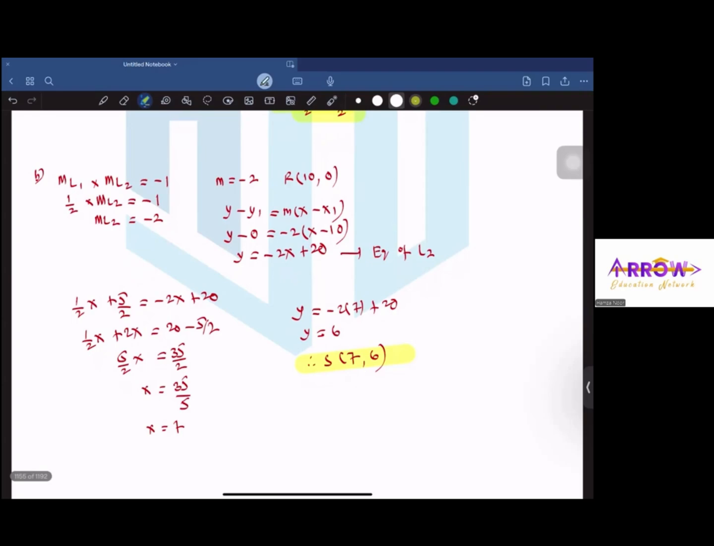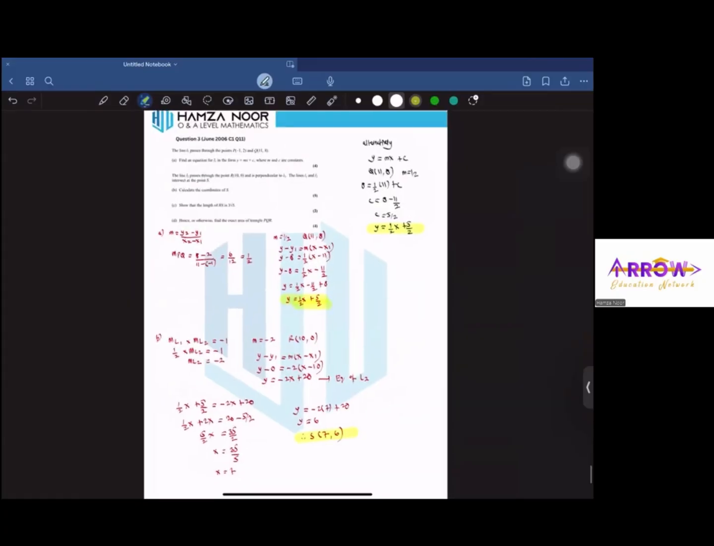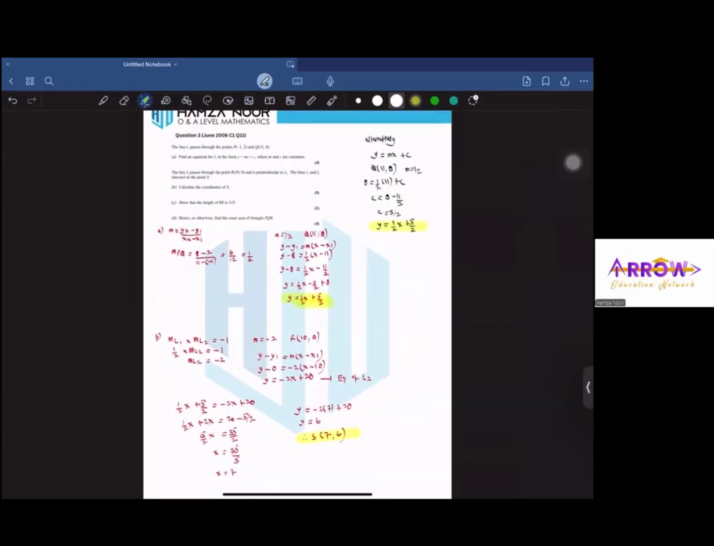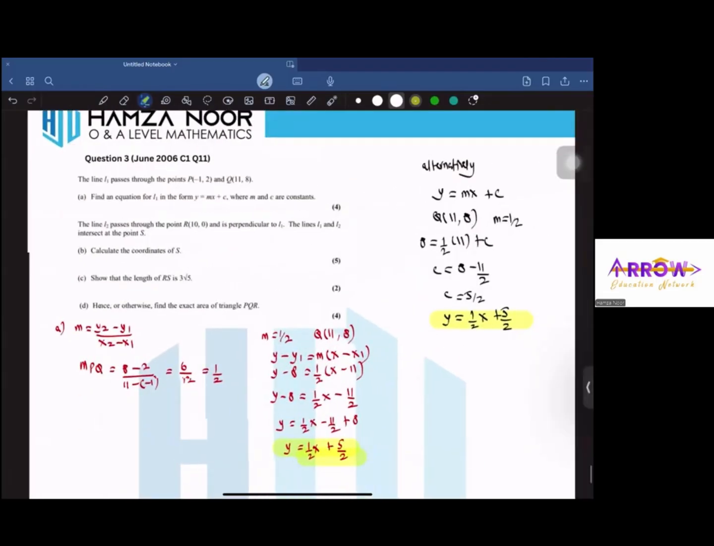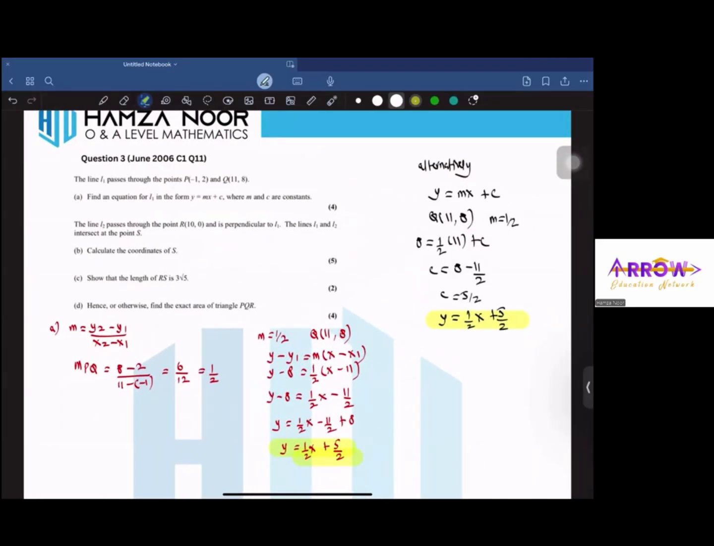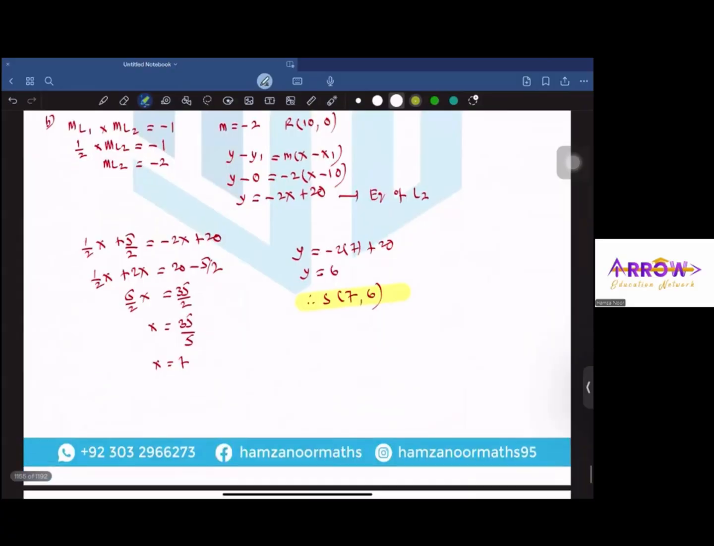Okay, I hope everything is clear up till this point. So far we have attempted part A and part B. Then in part C, it is asked to show that the length of RS is 3 root 5. We need to give an exact form, 3 root 5. So I'll do the working for part C on the next page.